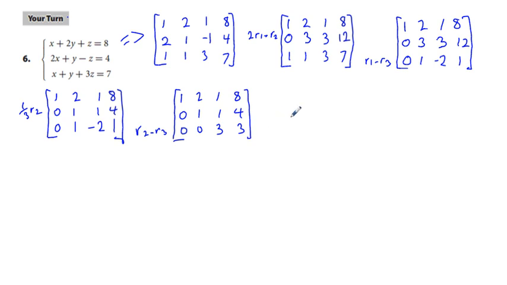Okay, the next thing we're going to do is make the third number at the bottom of the third column a 1, and to do that, we're going to multiply row 3 by 1/3. We're leaving all the other rows the same, so we write 1, 2, 1, 8, and 0, 1, 1, 4. And now 1/3 of this third row is going to be 0, 0, 1, 1.